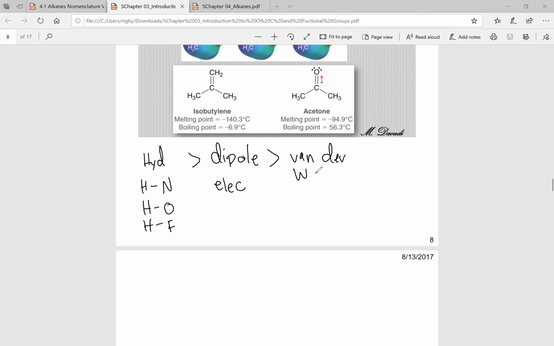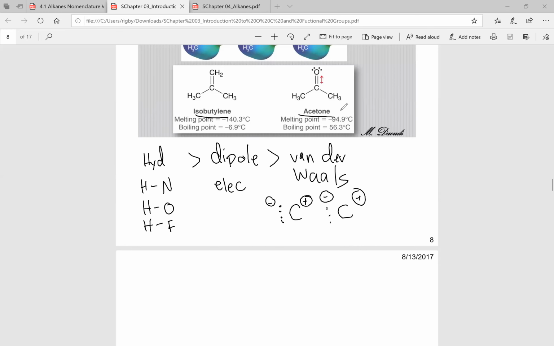This is basically the random movement of electrons around something, where it attracts itself to itself. It's as if we had two carbons right here, and one of them had all of its electrons on one side. So one side of it was negative, one side of it was positive, and then this had the same thing. This is possible because electrons can be anywhere at any time, but that's basically van der Waals. Every single type of molecule has it. So isobutylene here has van der Waals. It does not have a dipole moment. Acetone here has van der Waals and a dipole moment, okay?